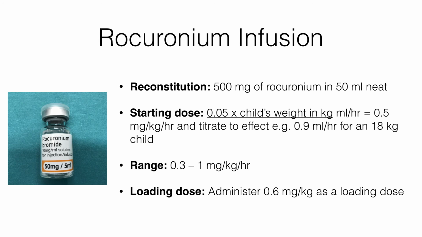So the starting dose for this is normally 0.5 milligrams per kilogram per hour. So if you're running rocuronium neat, that's 0.05 times the child's weight in kilograms, mils an hour, and then titrate that to effect. So for example, if you had an 18 kilo child, it's going to be 0.9 mils an hour of a rocuronium infusion, 10 milligrams per mil. The range of that infusion is 0.3 to 1 milligrams per kilogram per hour. If you prefer just to work on bolus doses, 0.6 milligrams per kilogram at a time is about right for that.